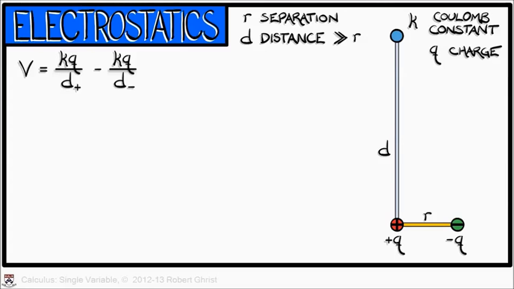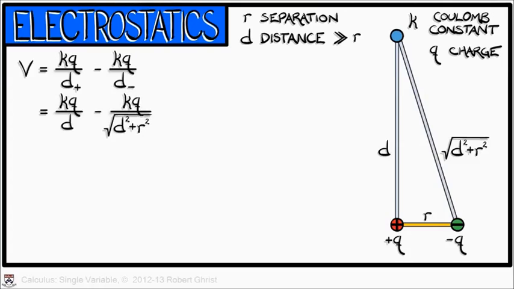Now, I'm going to assume that we are orthogonal to the dipole. That is, we're at distance d from the positive charge, but perpendicular to the orientation of the dipole. That means that the distance to the negative charge is, by Pythagoras' theorem, the square root of d squared plus r squared. So that in computing V, we get kq over d, the positive charge distance, minus kq over the square root of d squared plus r squared.